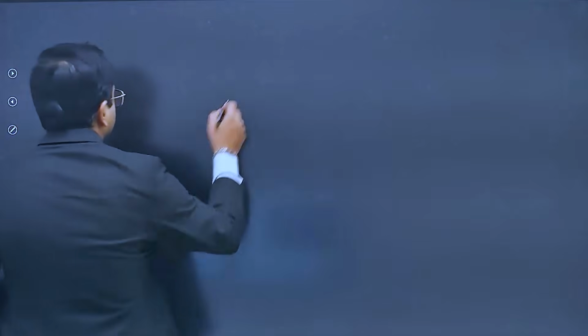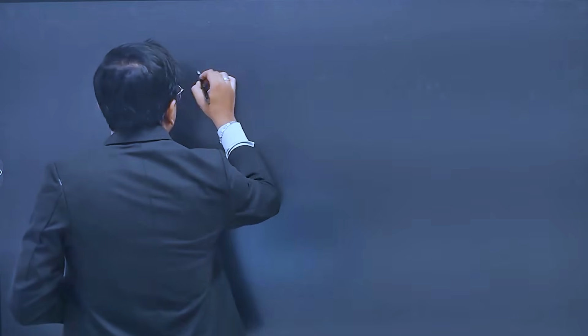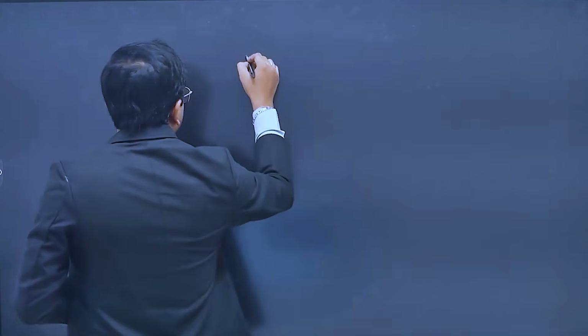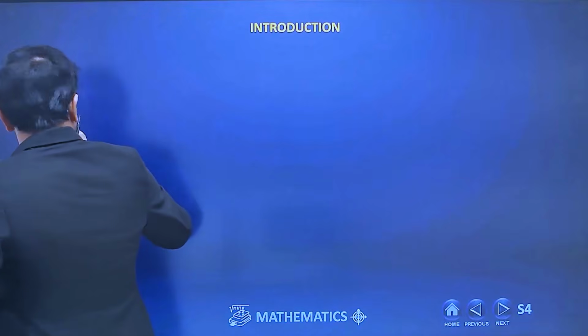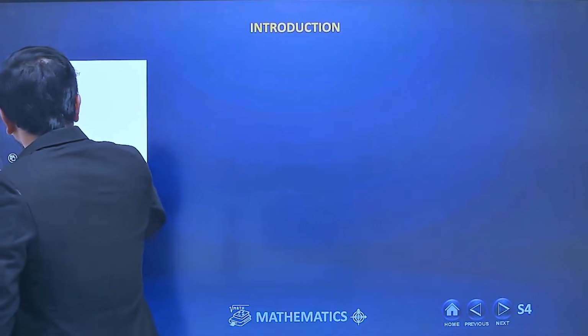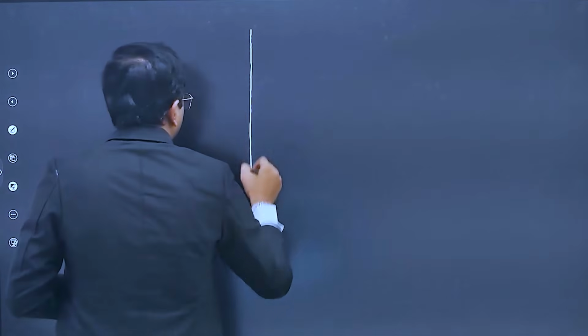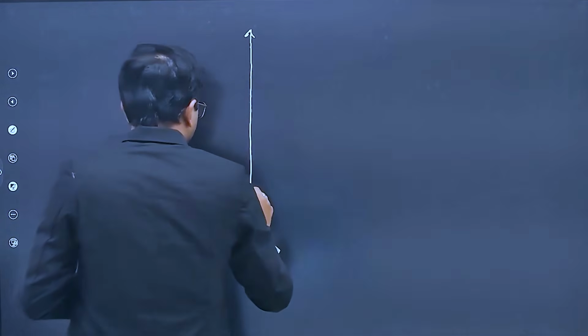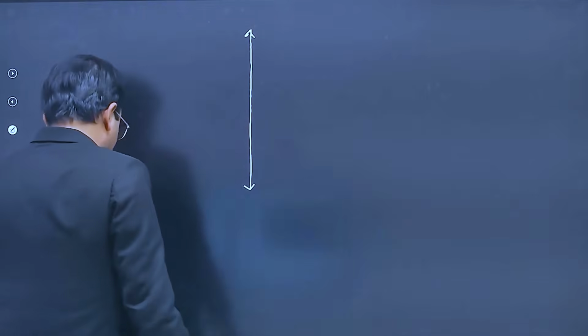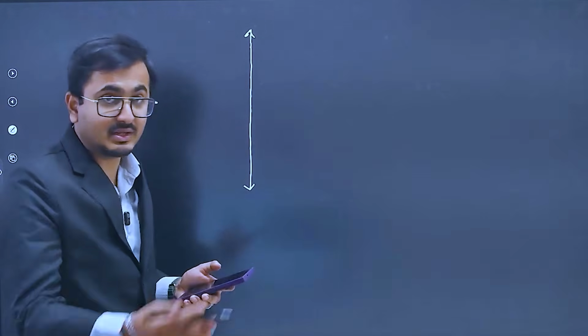Okay, mirror symmetry is nothing but, let us suppose there is a mirror over here. Let us suppose I tell you, this is the mirror. With mirror symmetry, this arrow is the mirror line.